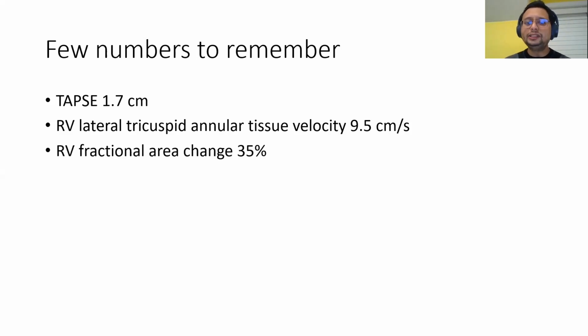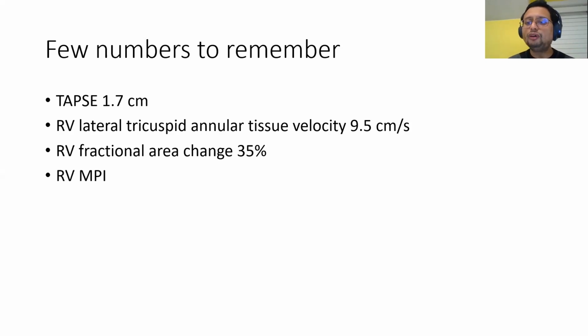What about fractional area change? Remember I told you, for the right ventricle from 2D, we cannot measure ejection fraction because we don't have any geometrical assumption for the right ventricle. But we can do fractional area change. So we trace the area during diastole, minus the area during systole, divide by the area during diastole, times 100%. The normal value for RV fractional area change is 35%. The EF is 45% normal for the RV, but we cannot do it from 2D. Either we use 3D echo or we use cardiac MRI.